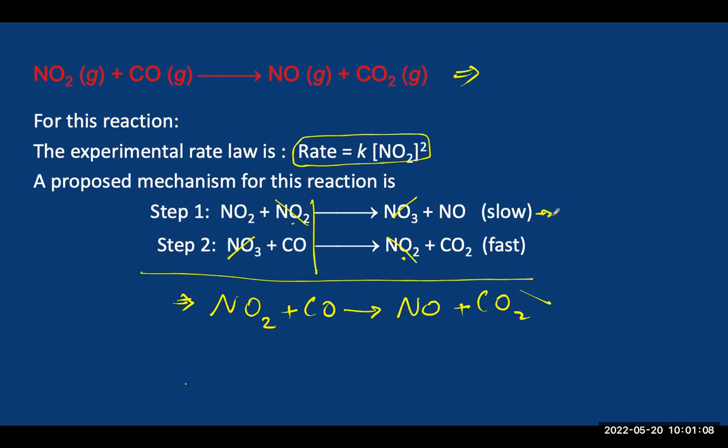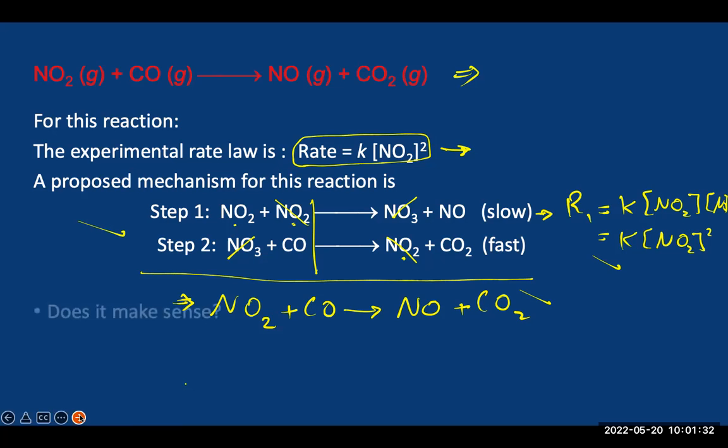So this is the slow step here. The rate for this one equals k times the concentration of the reactants. We have two reactants, NO2 times NO2, which means NO2 to the power of 2. So the rate equals k times NO2 to the power of 2. Let's check here. Yes, actually it's the same. So it means this mechanism is valid.